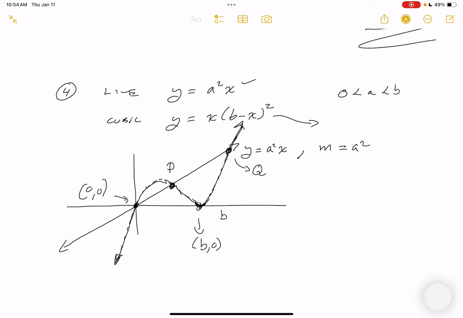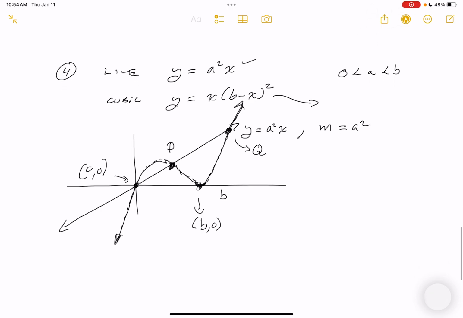And I know I got a cubic. Cubics look like that. And I got something that looks like this over here. But I don't know P and Q. Right? So what I'm going to do is try to figure it out. And the way to do that, just set them equal to one another.